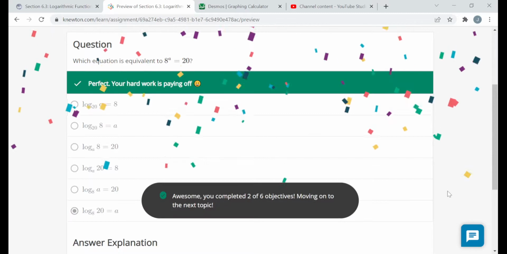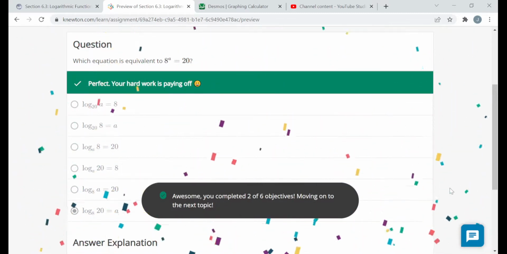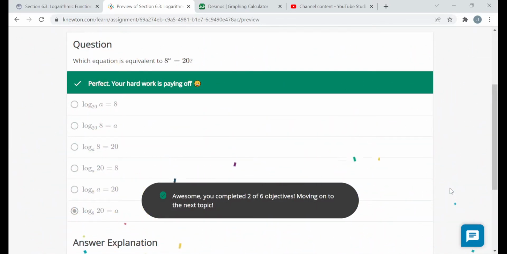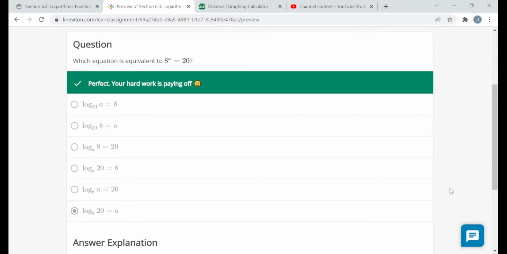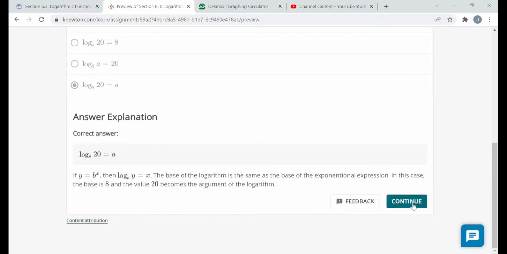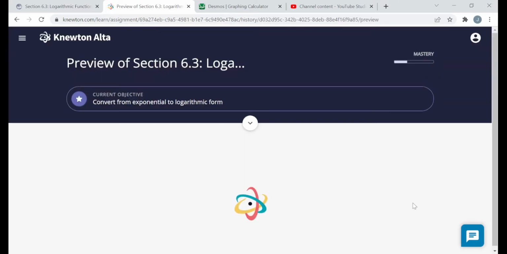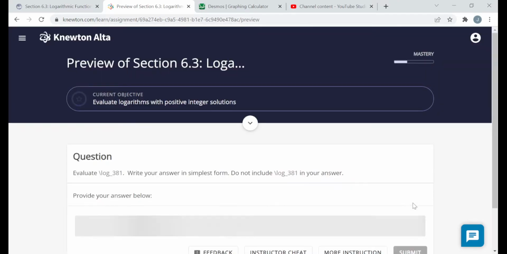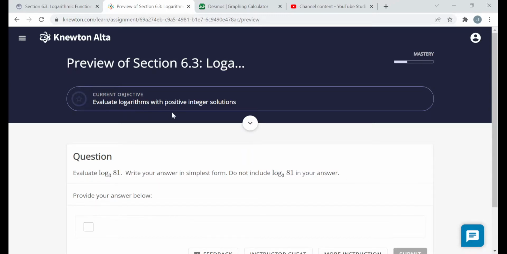Great. So again, I'm hoping that after seeing me write a few of those examples, it helps. You should be able to translate back and forth between exponential and logarithmic forms pretty quickly. All right, so now we're going into that other section of 4 objectives. Okay, so here's evaluate logarithms with positive integer solutions.